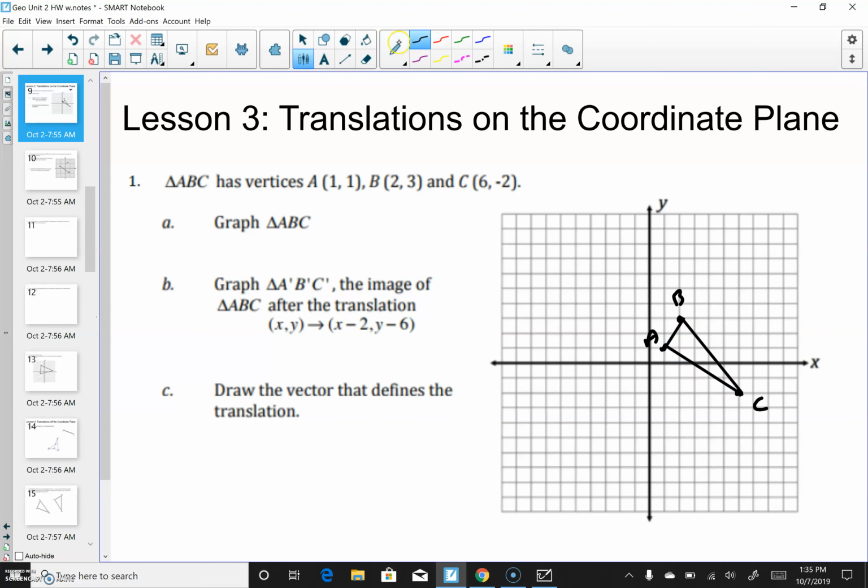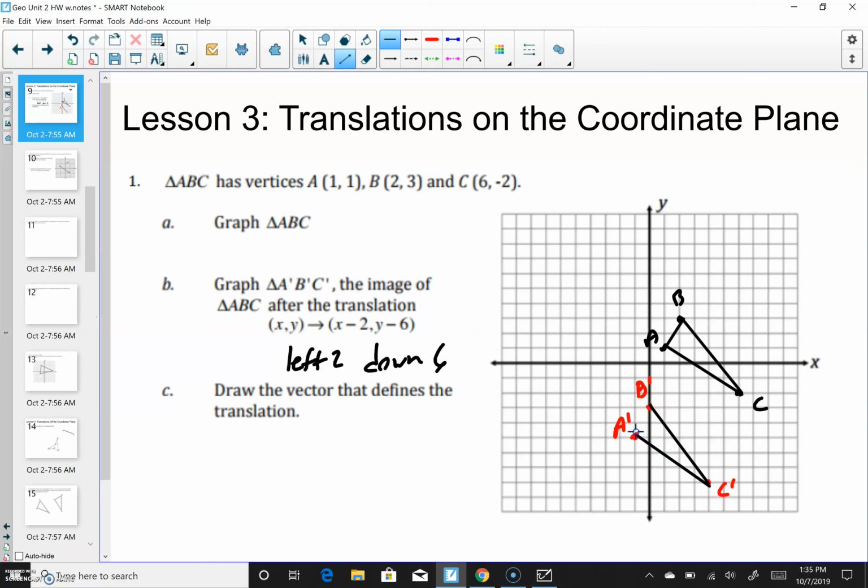Our next piece is going to be, we're going to translate it by the rule x minus 2, y minus 6, which means we're going to go left 2 and down 6. So we'll take each point and just count. Left 1, 2, down 1, 2, 3, 4, 5, 6. Same for the next point, and the next. And there's all of our prime letters. And again, we'll connect them to make sure that we have a triangle.